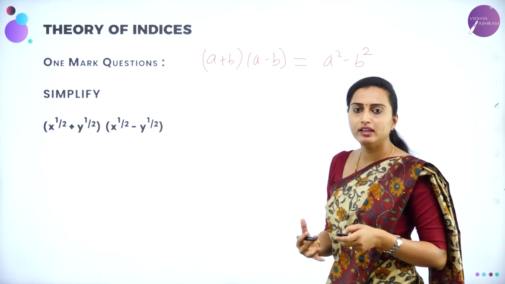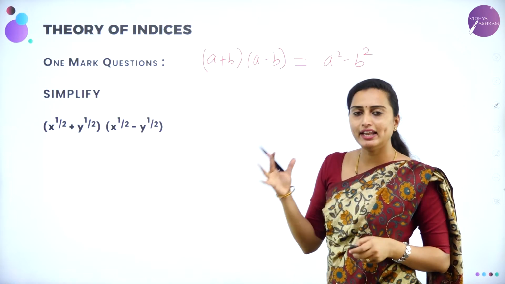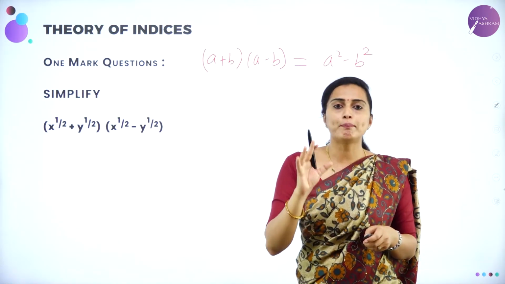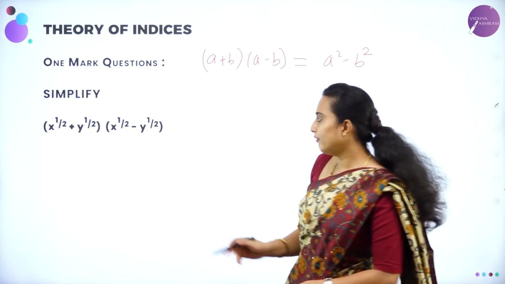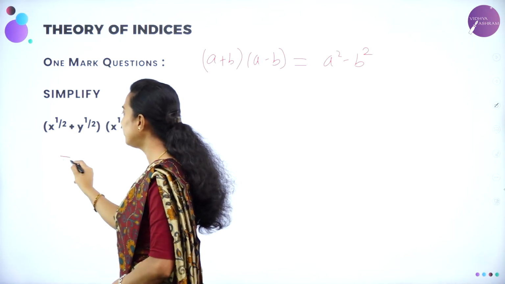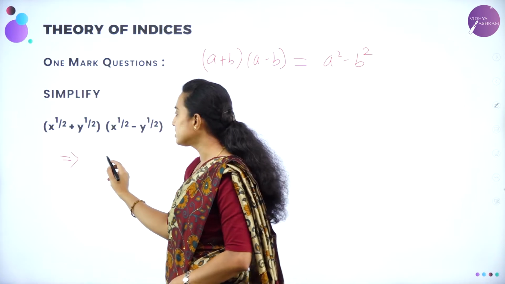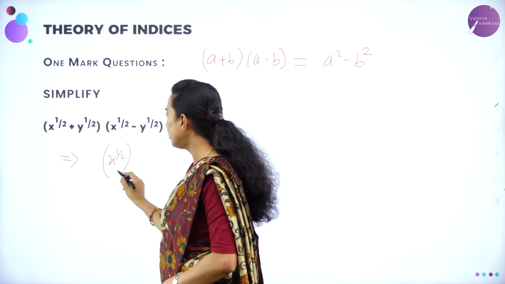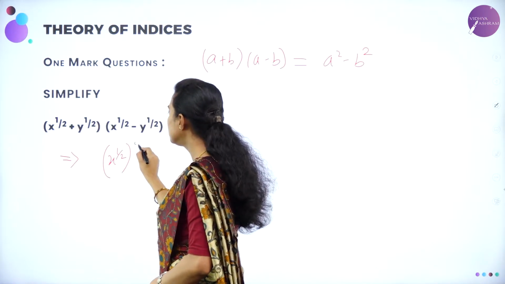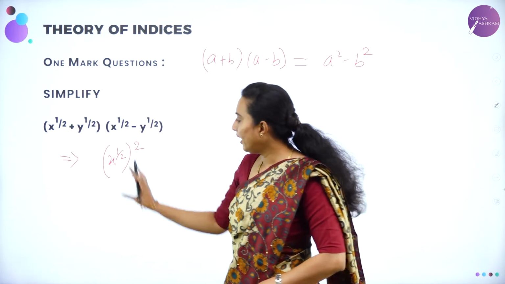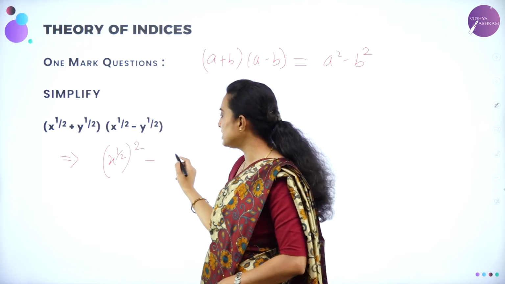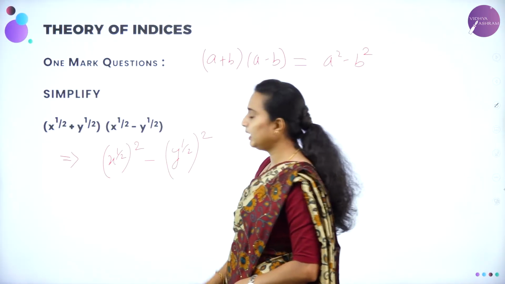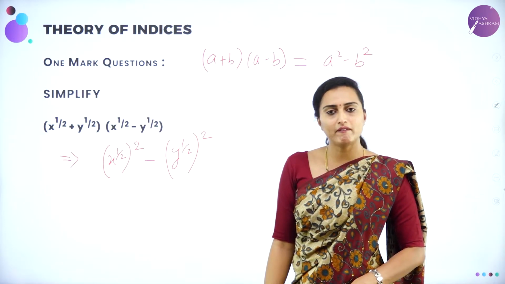So accordingly, a replaces x to the power of 1/2, and b replaces y to the power of 1/2. Therefore, according to the formula, you are going to have a squared minus b squared, where a is x to the power of 1/2 and b is y to the power of 1/2.